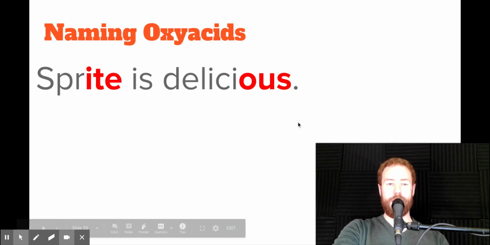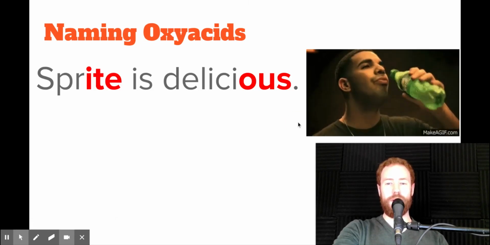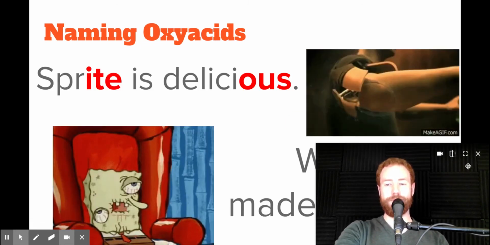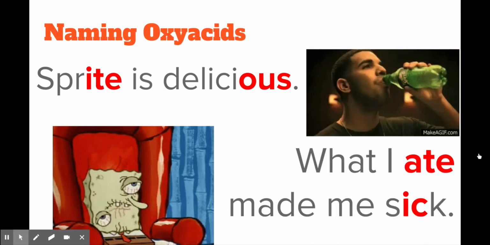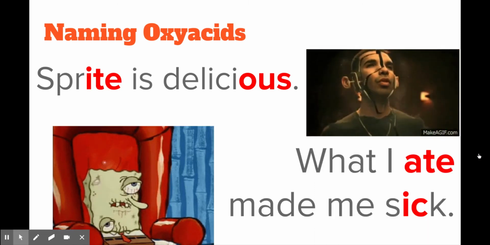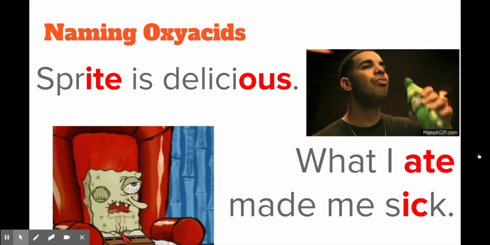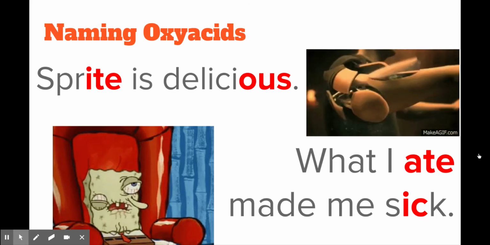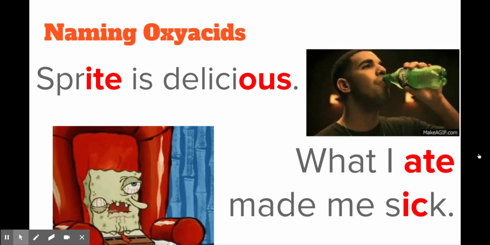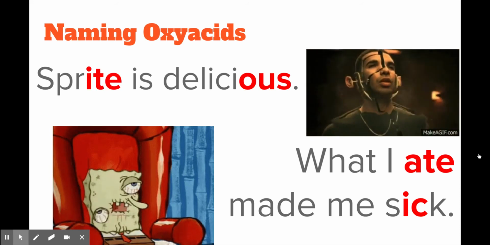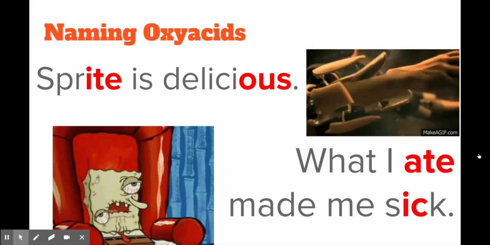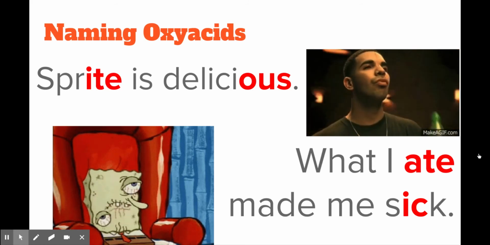So here's where those two phrases, "Sprite is delicious" and "what I ate made me sick," make a little bit more sense. When the anion ends in "ite," you're going to change the ending to "us," and that's how you solve your acid naming problem. And if it ends in "ate," you're going to change the ending to "ick," and that will solve the problem for you.